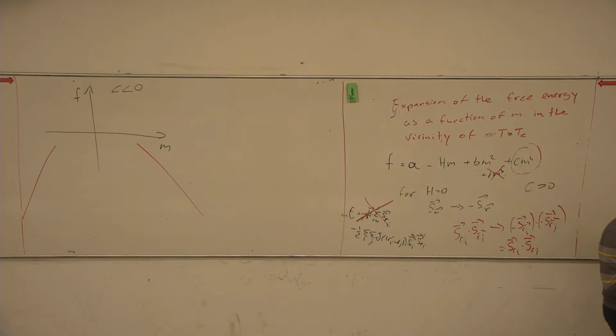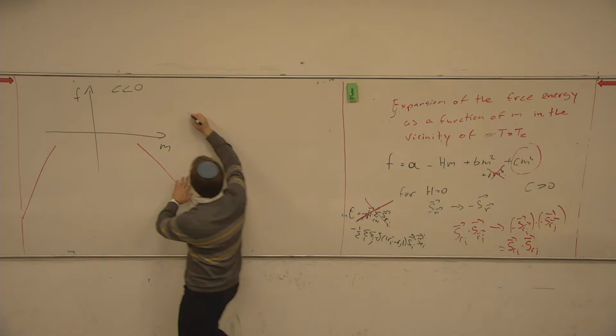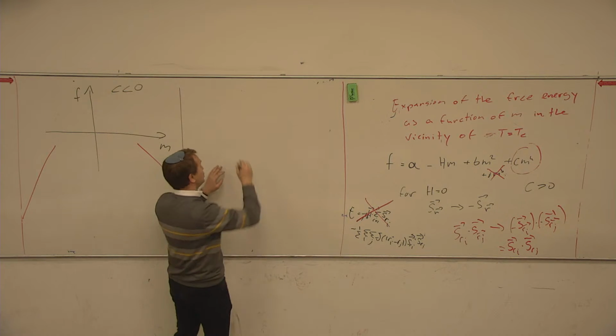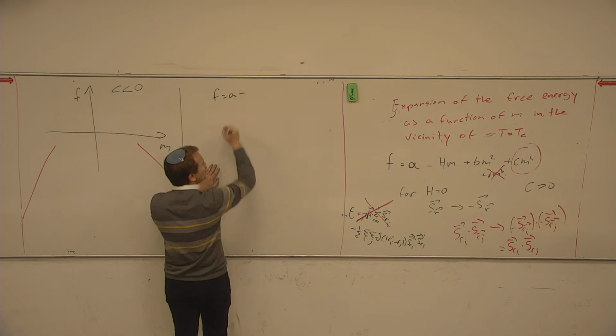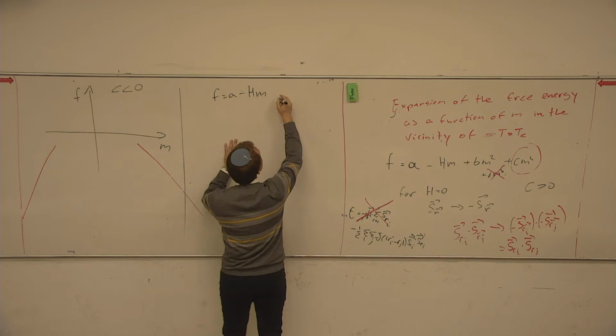Okay, so what's going on? So this is our situation. Right? We used all the symmetries, we have written the free energy, and we start over here. So what happens to any system that has a free energy that looks like this?